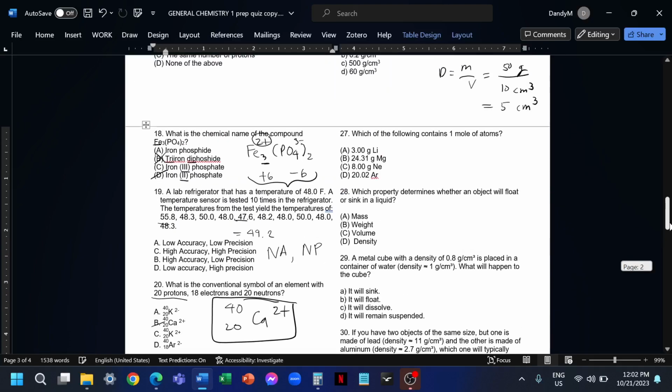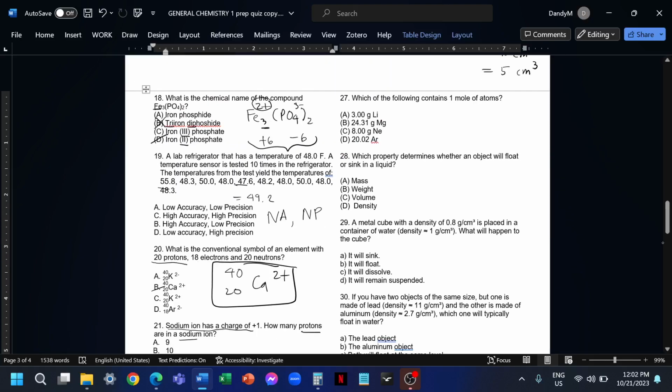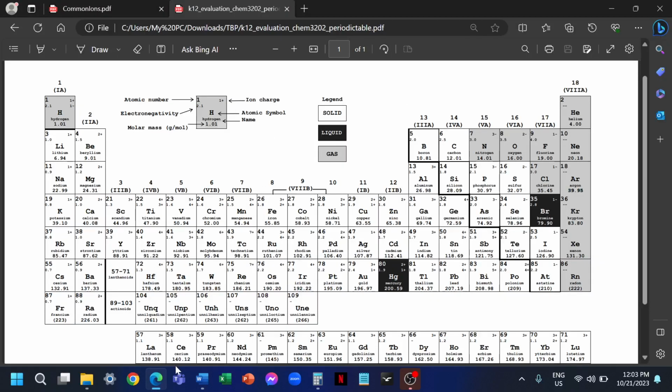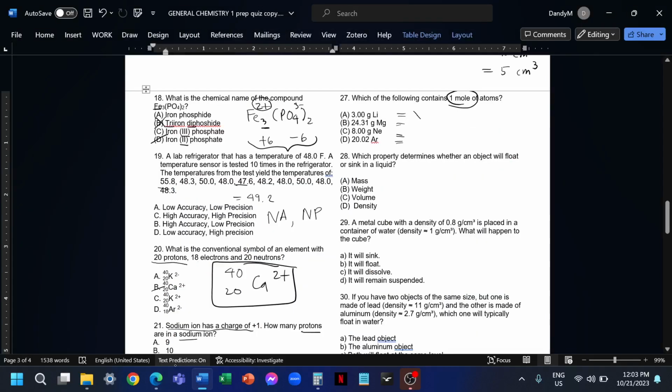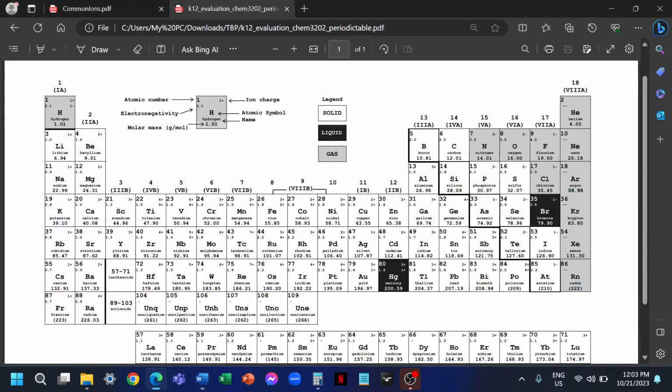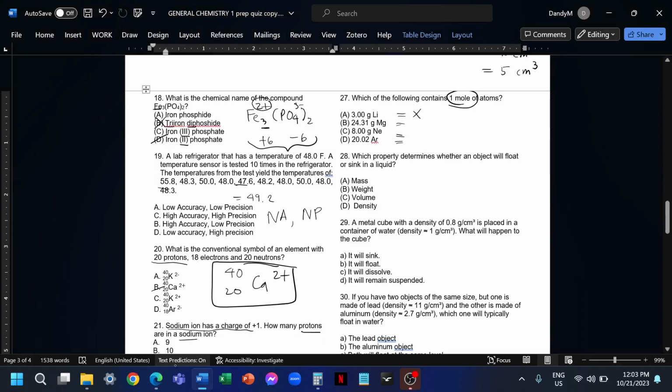Number 27. Which of the following contains 1 mole of atoms? Again, 1 mole of atoms. So first we can convert each of the mass into the number of moles, or we can just look at the mass, because again 1 mole should be equal to the mass in the table of elements. So for lithium, that is 6.94. So this one is obviously not 1 mole because again 1 mole of lithium must be 6.94.